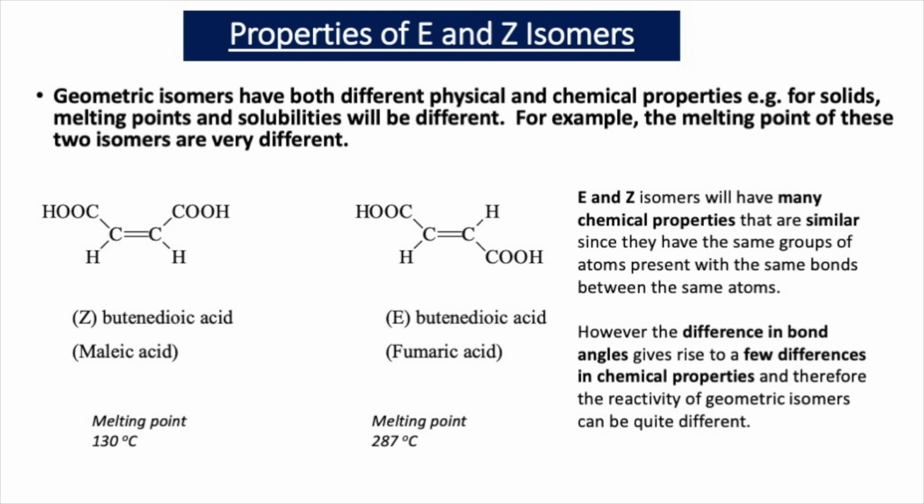Now, if you have E and Z isomers and they have different physical properties, it means that it's very easy to separate E and Z isomers from each other in a mixture using techniques such as distillation.